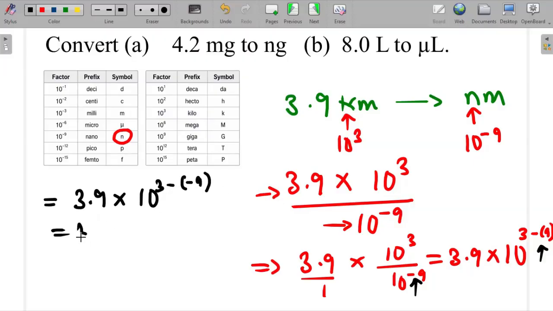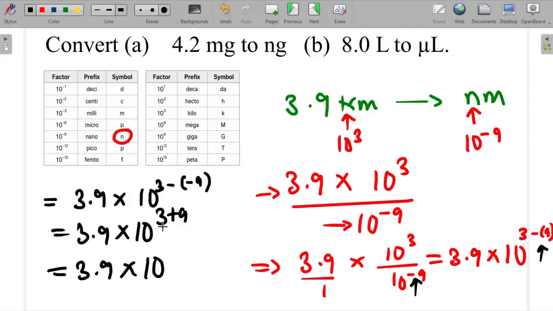And then this now will just be 3.9 times 10. Okay, 3 negative multiplied by negative plus 9. So that will be 3.9 times 10 to the power what? 3 plus 9, that is 12.